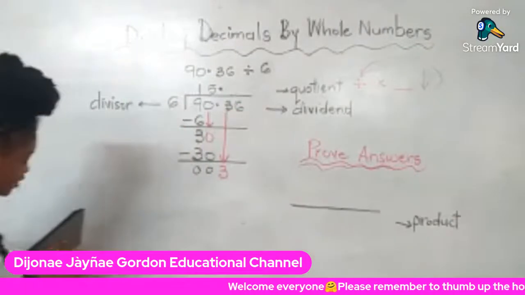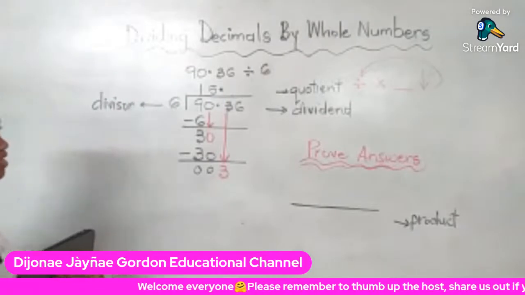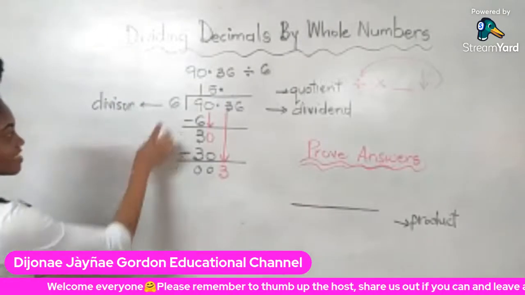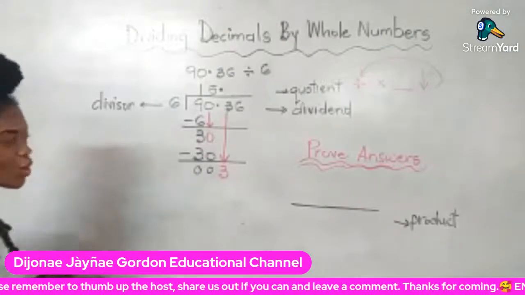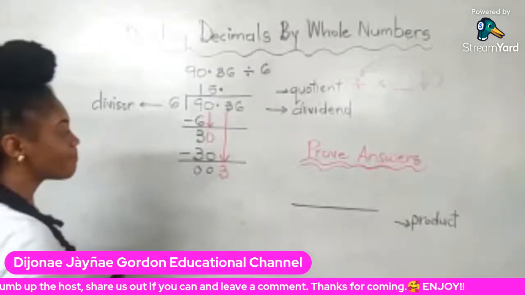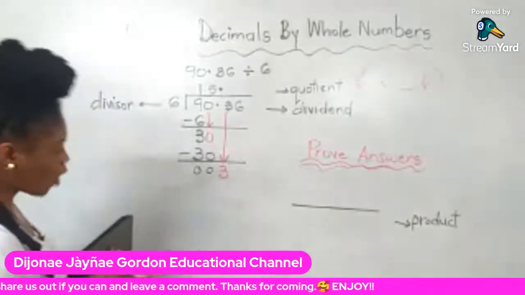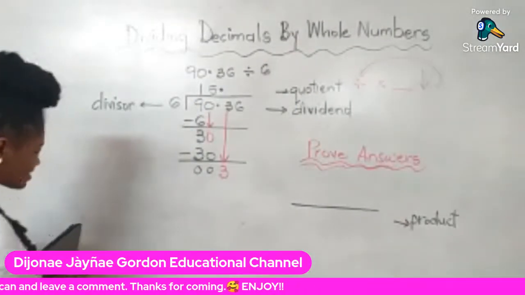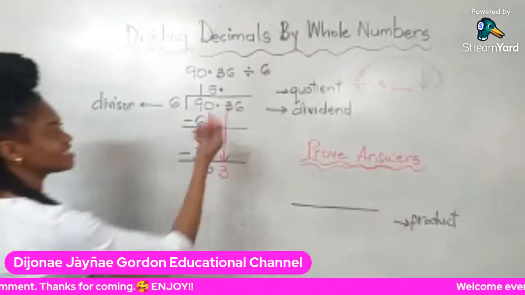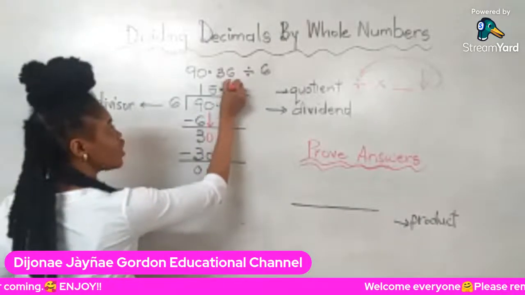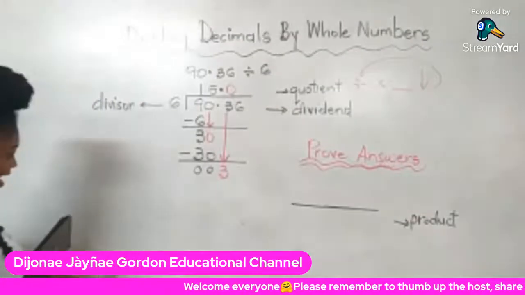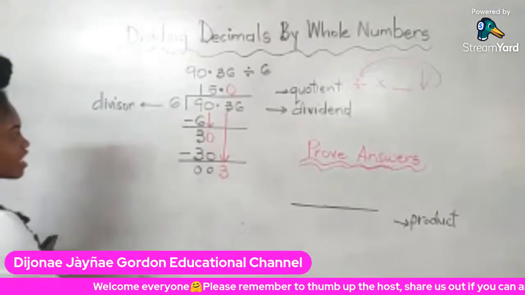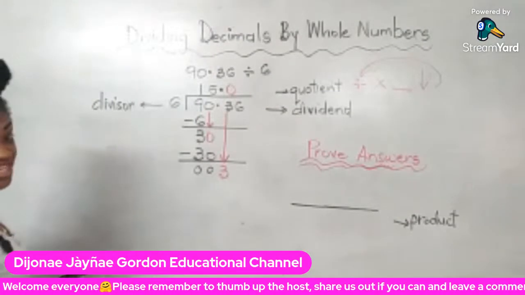And that is numeral 3. Can you get a group of 6 from 3? No, we can't. So we are going to write a 0 right here to say no, we can't. So now we are going to bring down the next digit that is in line.